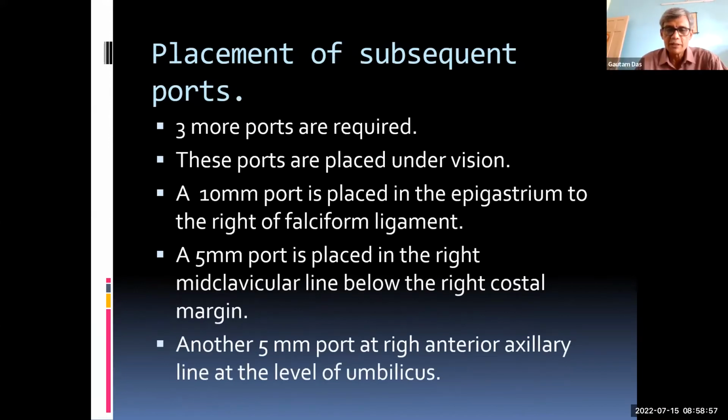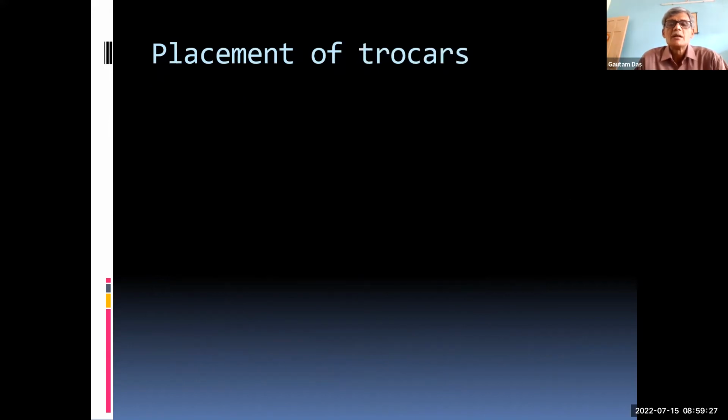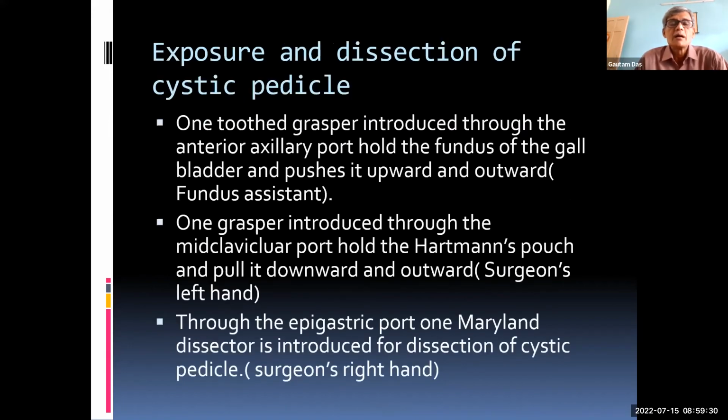So after pneumoperitoneum, you have to place the subsequent ports, and you have mentioned the epigastric port. You have to be careful so that you place it just to the right of the falciform ligament. Yes, you have not mentioned that. You should keep in mind that this is under vision. You dimple with your finger and see that it is going to the right of the falciform ligament. Otherwise, you may have a great problem during removal of the gallbladder through the epigastric port.